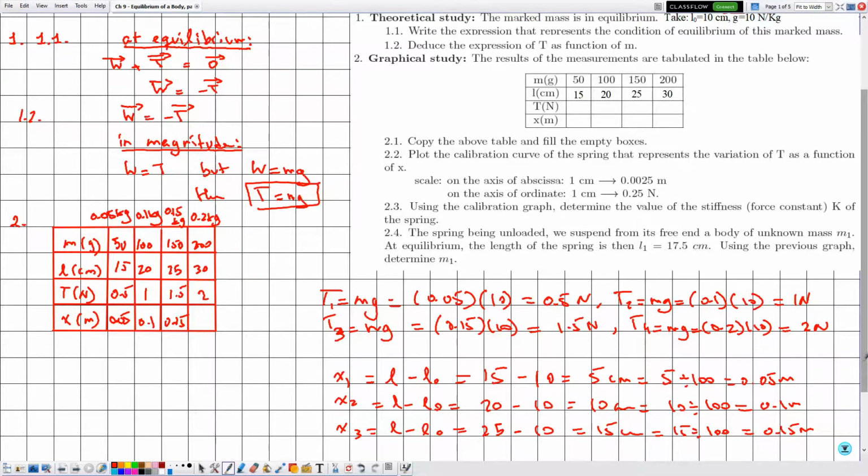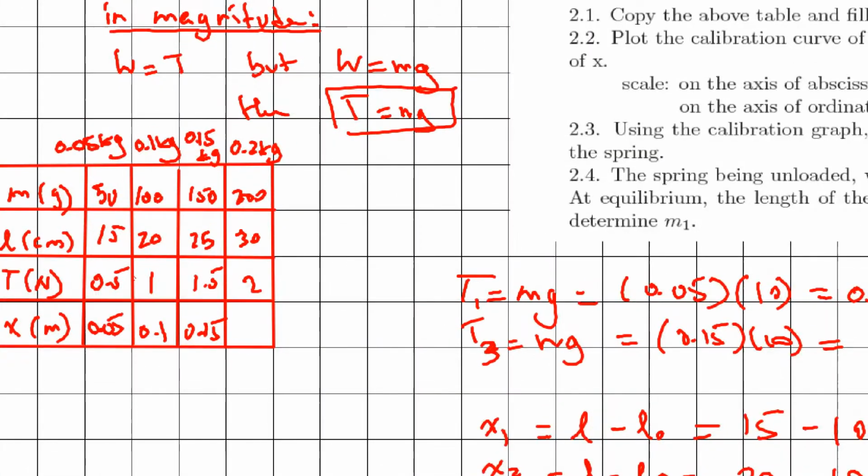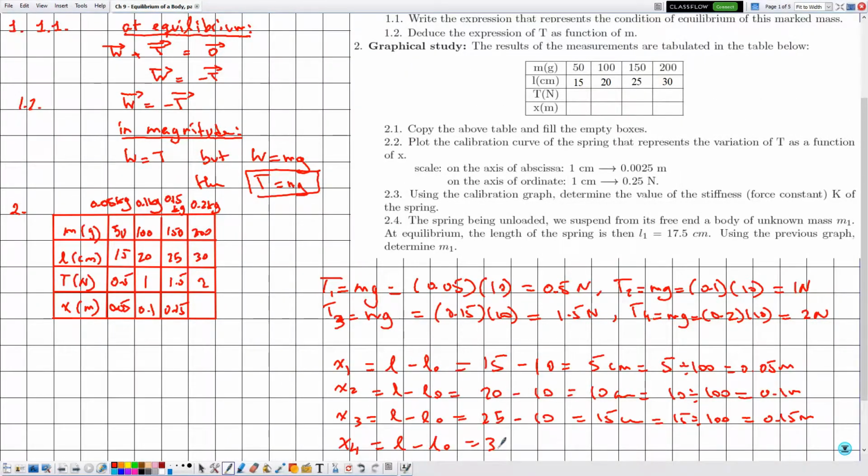But let's complete it, and let's show the calculation, since the calculation is part of the answer. Then L minus L0, which is equal to, the final length is given by 30, minus 10, which is equal to 20 centimeters, then 20 divided by 100, which is equal to 0.2 meters. So this is it for 2.1.